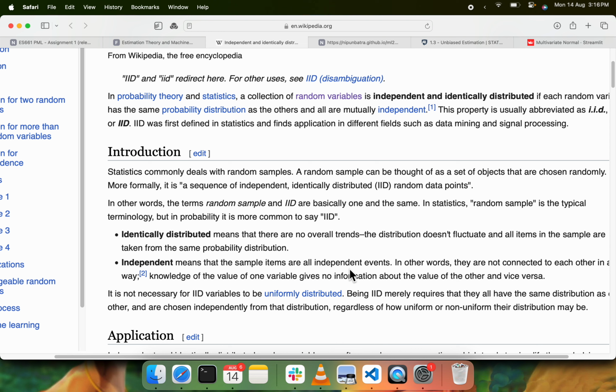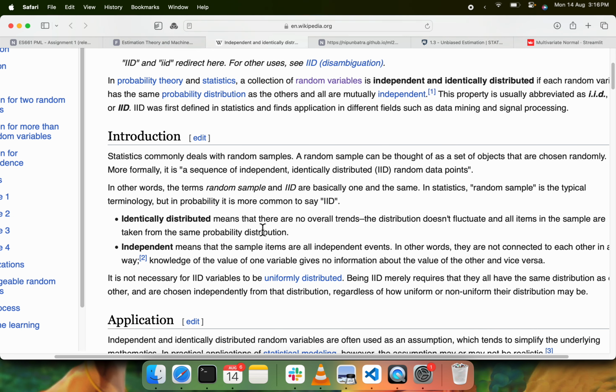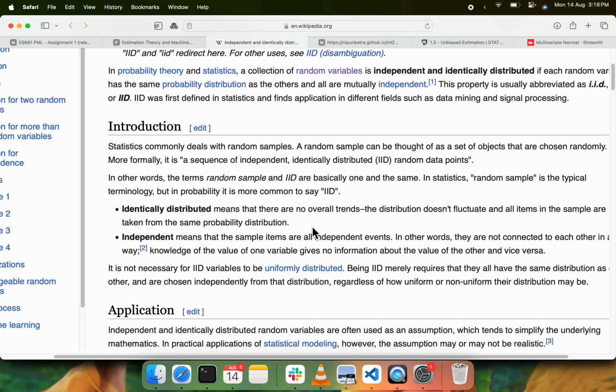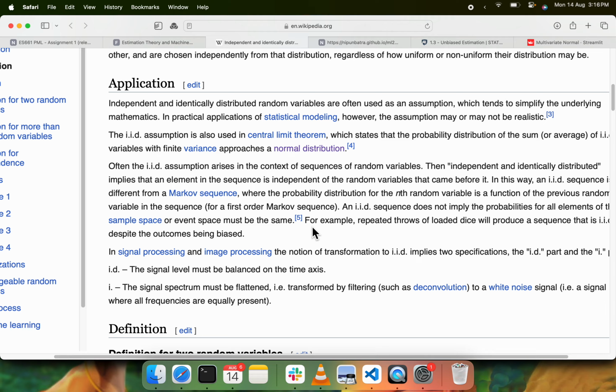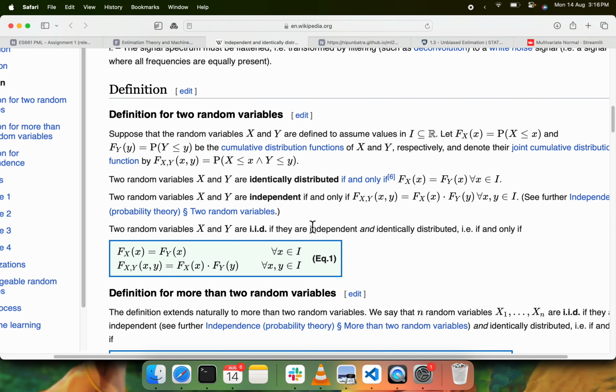So in the previous lecture, one of the topics that we discussed was the IID assumption, and I thought to just share the Wikipedia page on the same, which is a very nice article. The Wikipedia page also clearly mentions the identically distributed aspect of IID as well as independent, and they also nicely put this down mathematically.